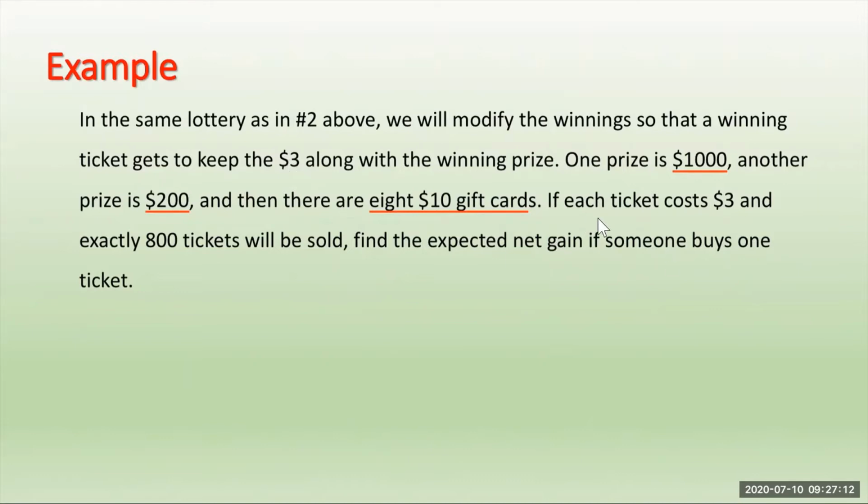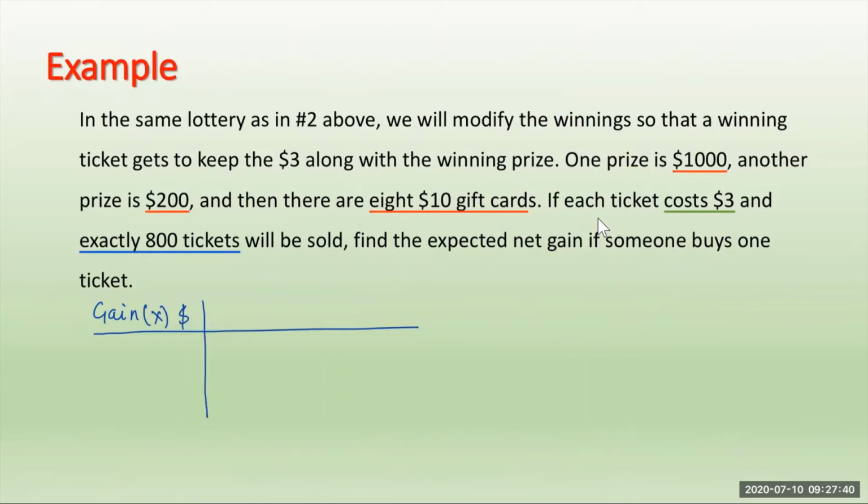So if the cost of the ticket is $3, it's the same example. So the cost is $3, and then they sold a total of 800 tickets. So let's make the probability distribution now. Let's see what it will be this time. If you think of the gain, let's write it down. Gain in dollars.